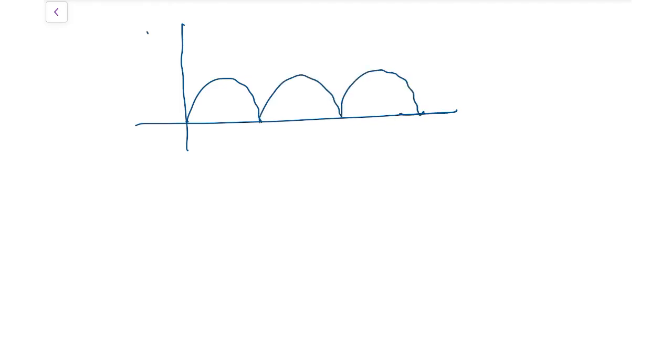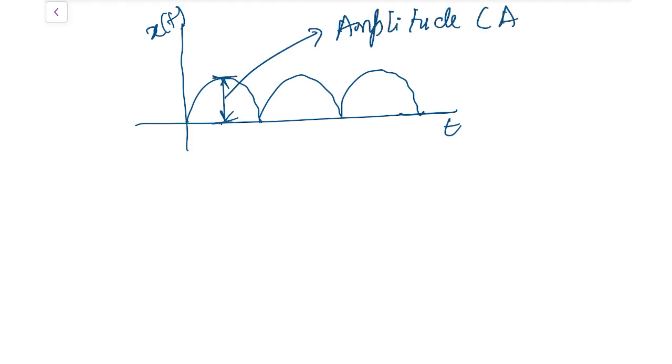Which brings us to our next concept. To build our basic understanding of oscillations, we need to get acquainted with a few basic terminologies. To illustrate what is meant by, say, amplitude, I'll give you an example. Suppose a particle is going through such a motion. This is the displacement, this is the time. So, the maximum magnitude of displacement from its mean position is called the amplitude, and it's denoted by the capital letter A.